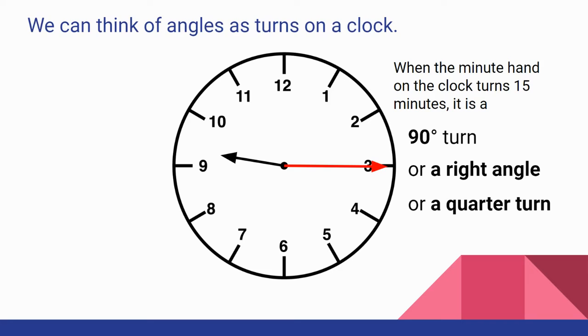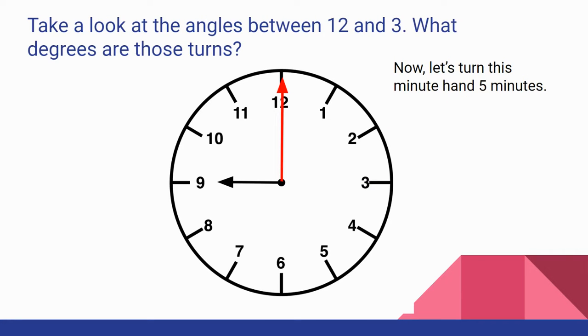Why do you think we would call it a quarter turn? Think about that and we'll talk about it in our next slide. So take a look at these angles between 12 and 3. What degrees are those turns? So before we get back to the quarter turn, we're going to talk about these first. We're looking at 12, 1, 2, and 3. We're going to turn the angles 5 minutes at a time.